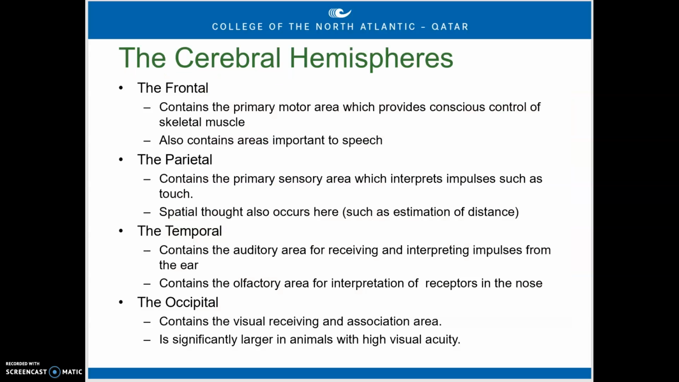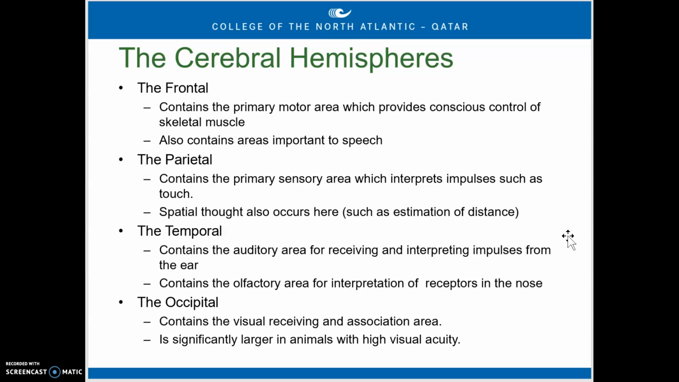So if we look at the function of each one of these lobes, we'll get an idea of where everything is kind of placed in the brain. So in the frontal lobe of the cerebrum, we're going to find the primary motor area. So this is what controls our conscious control of skeletal muscle. So when we want to move, this is where those nerve impulses are processed. We'll also see, in this part, areas that are important for speech.